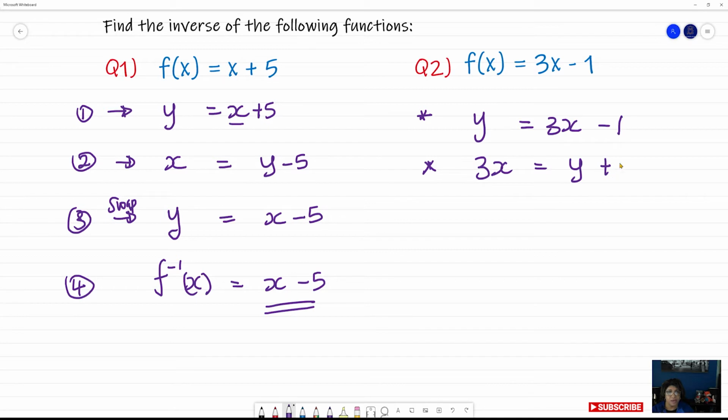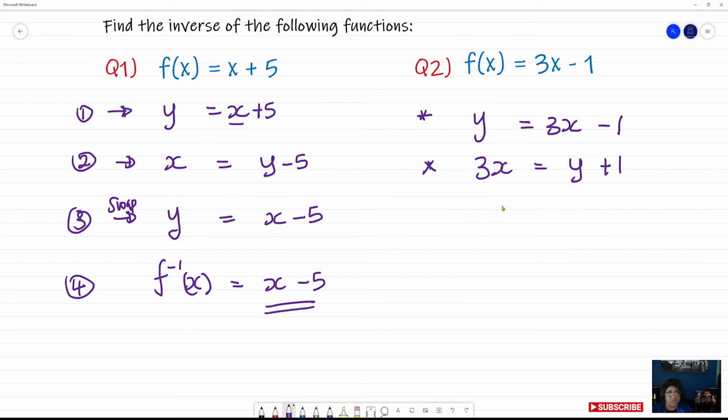y add 1. Now, if you don't know how to rearrange formulas or equations, you need to watch one of my videos or somewhere, but this is not the session to learn how to make something the subject of a formula. However, I will do my best to go through that. So now we've got 3x equals y add 1.